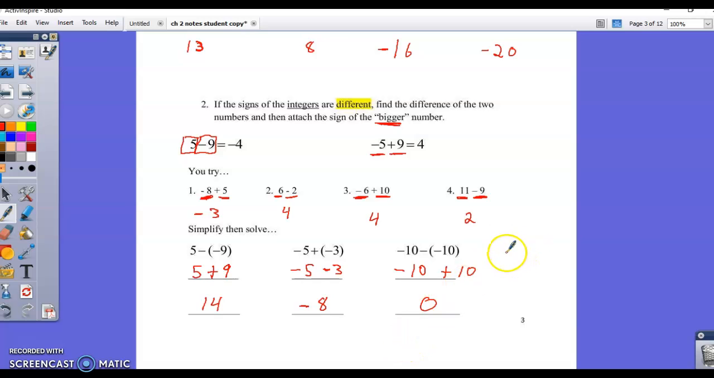If I had one other example, negative 10 minus a negative 12, right? So I have a negative 10 plus 12. The difference between 10 and 12 would be 2, and 12 is bigger than 10, and that 12 is positive, so that would remain a positive 2.